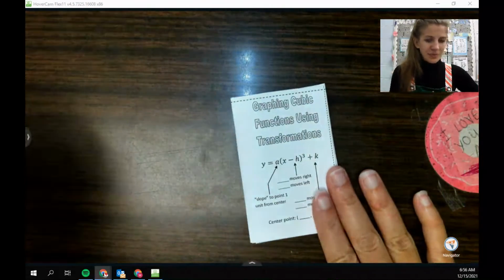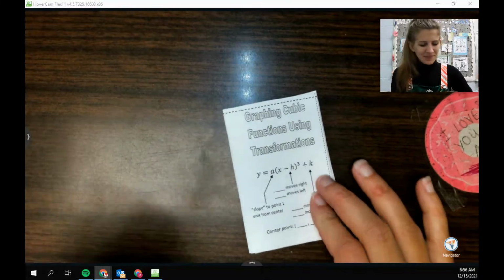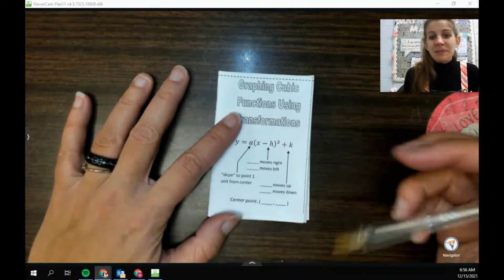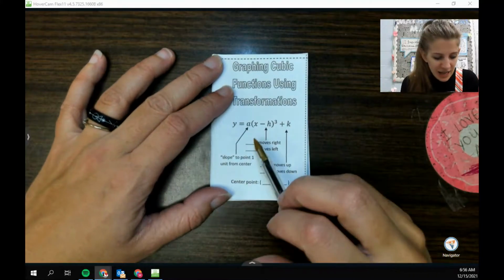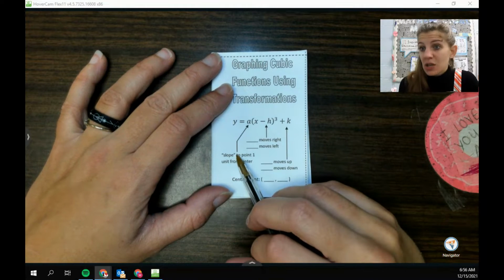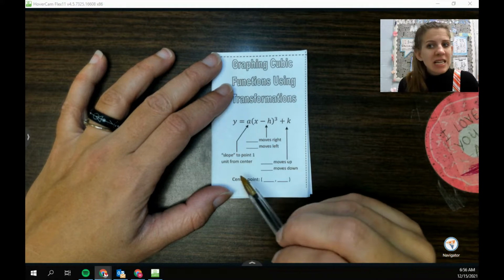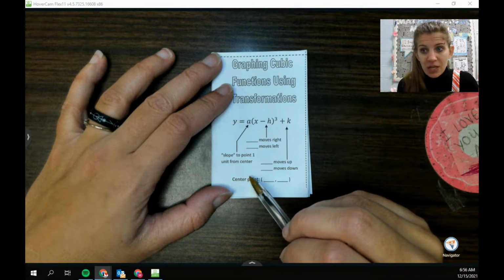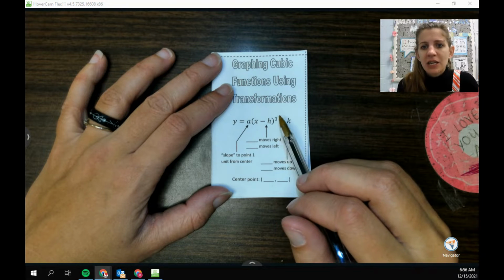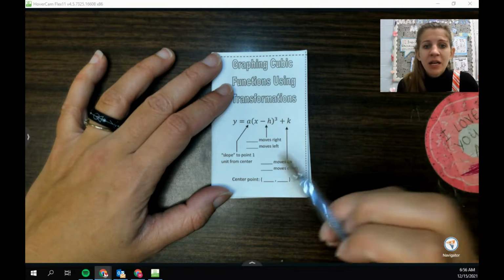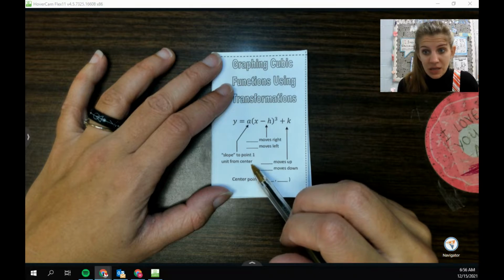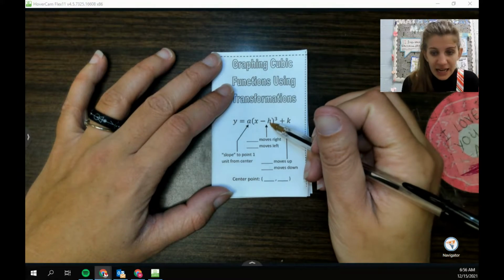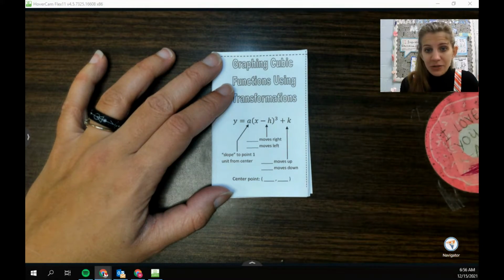So welcome back. Hopefully you remembered that my A value is kind of like slope to one point. When it's absolute value, you can use the slope all the time. But when it's anything other than that, like to the second power, to the third power, whatever, you can only use it once. My H value here is going to move me left or right.